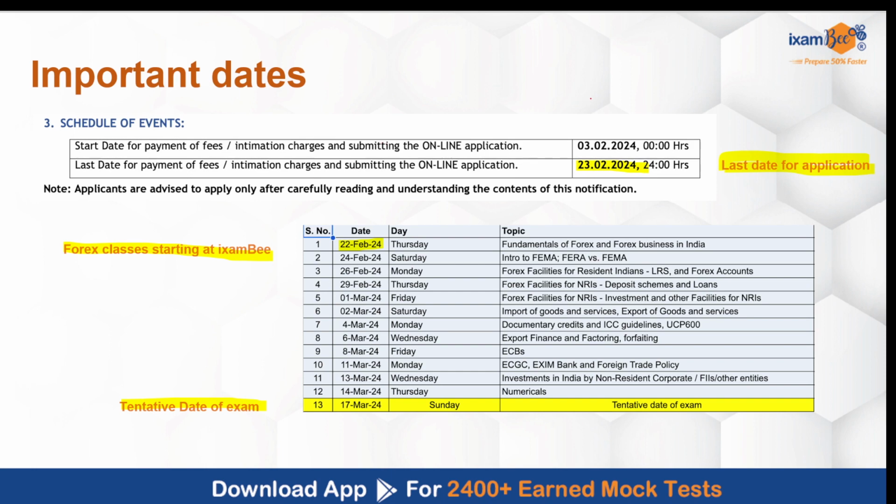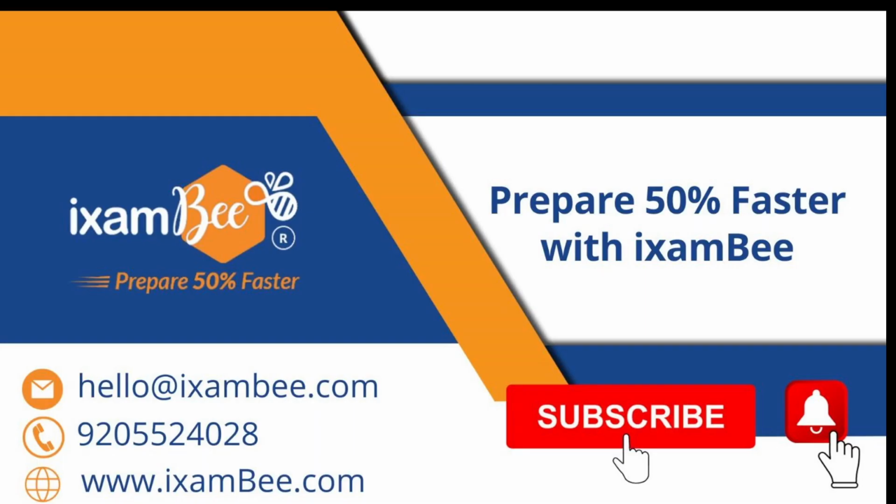Some important dates that you can keep in mind: the last date for applying for this vacancy for the bank is 23rd of February. We are starting live classes for this particular topic and exam from 22nd of February at our iXambi, and the tentative date of the exam is likely to be the 17th of March. So these dates you can keep in mind if you are looking to apply for this particular post.